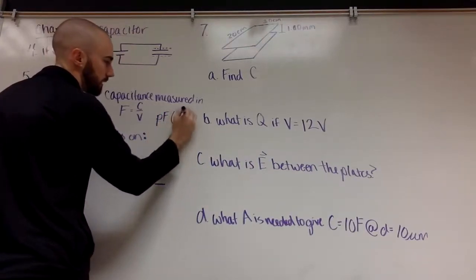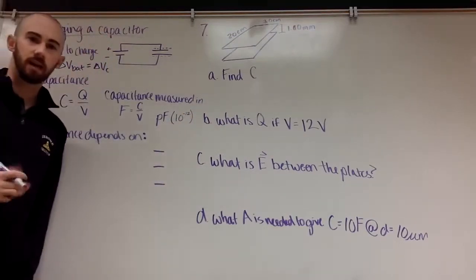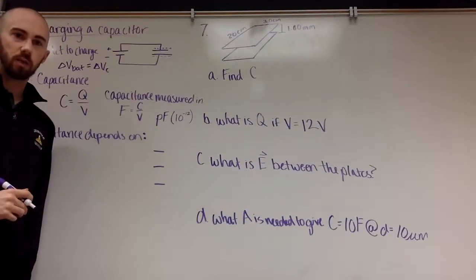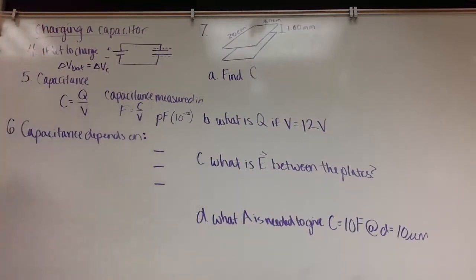Remember, pico is just 10 to the minus 12. Nano is 10 to the minus 9. The reason for that is most of the time we end up with really, really small capacitances. If you end up with higher ones, you have to make your surface area ginormous, but we'll get into that in just a second.